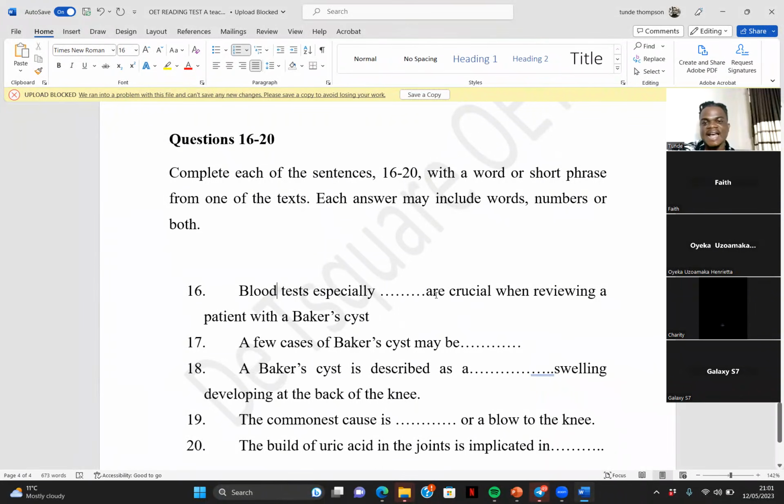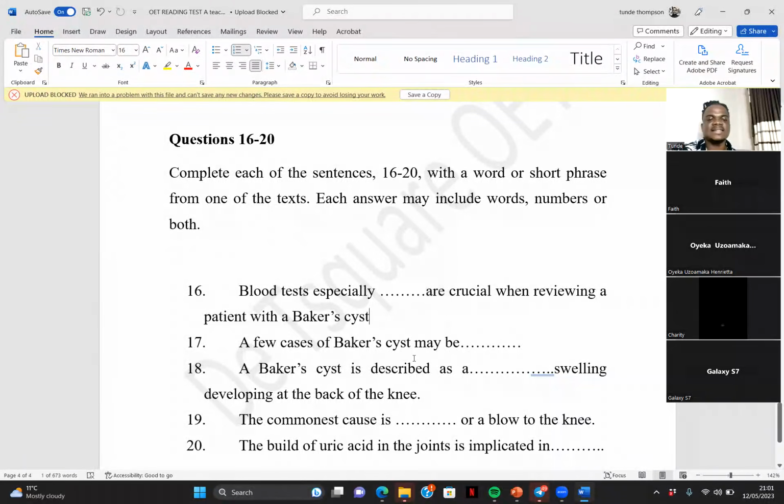But note that this R, so to say, is not for the inflammatory markers, it is actually for this test. That's where you are having A here. In case in your text they wrote an inflammatory marker, what you are going to still write here will be: blood tests, especially inflammatory markers, are, because this R is for this blood test.